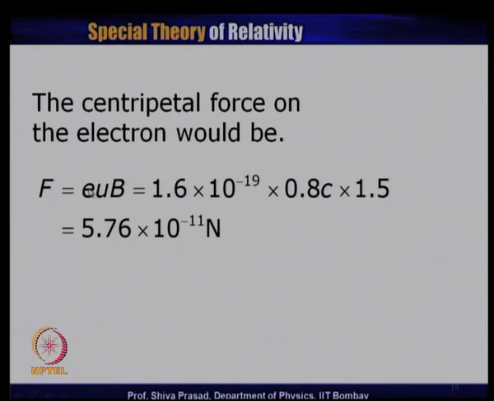I am putting the value of e, taking an approximate value, 1.6 into 10 to the power minus 19 coulomb. u has been given to us as 0.8 c, multiplied by the magnetic field, which has been given as 1.5 tesla. This gives me that the net force on the charge will be 5.76 into 10 to the power minus 11 newton. Of course, this will always be directed in a direction perpendicular to the direction of the velocity, which actually will provide the centripetal force for this particular electron to move in a circle.